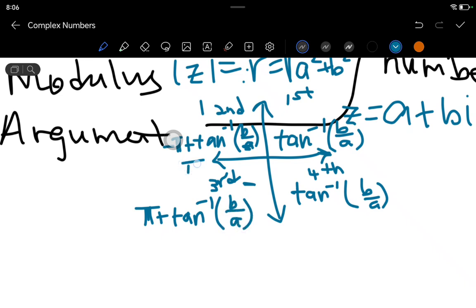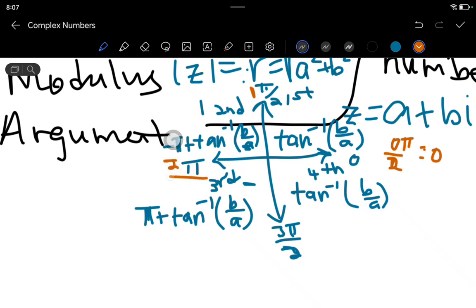So here we have pi, 0, pi over 2, 3 pi over 2. Here's how we know these angles in this plane. The first one is 0 pi over 2, which gives us 0. This one is 1 pi over 2, which gives us pi over 2. This one is 2 pi over 2, which just gives us pi. Then this one will be 3 pi over 2. You don't have to cram them, you must just know how to bring them out.